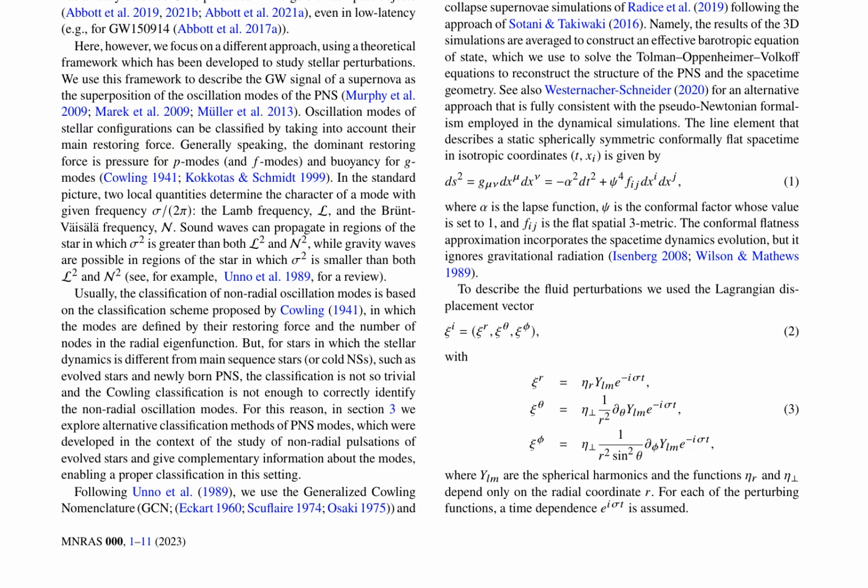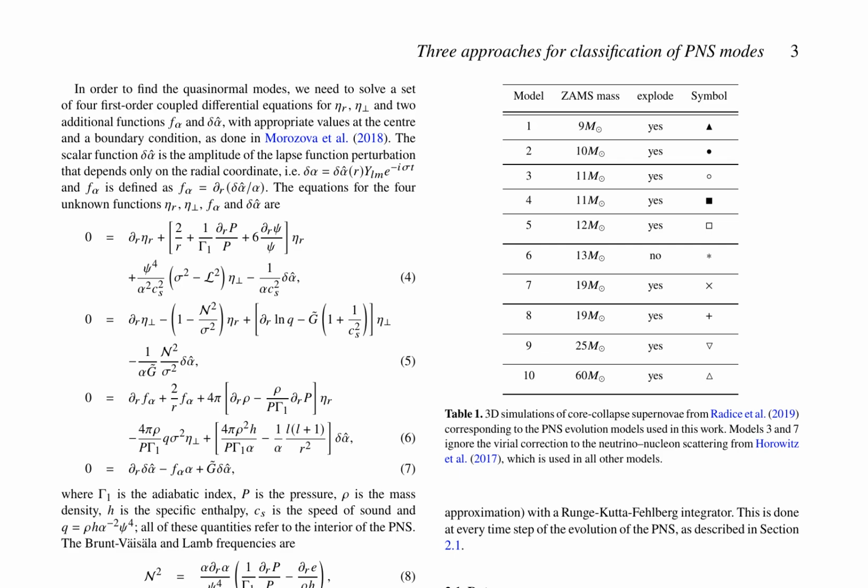The results obtained using the three different classification methods are presented, along with a brief analysis of the universal relations of PNSs. In this study, the authors present a comprehensive analysis of the non-radial oscillation modes in a post-supernova neutron star (PNS), using three different classification schemes: the Cowling classification, the Generalized Cowling Nomenclature (GCN), and the classification based on modal property. The PNS models used in this work are derived from 3D simulations of core collapse supernovae by Radice et al. 2019.